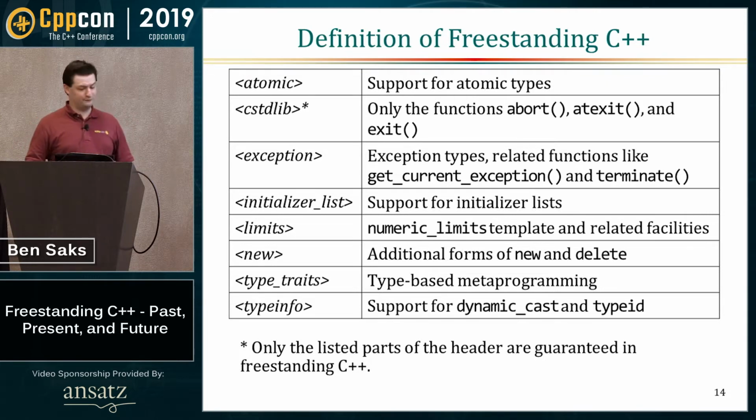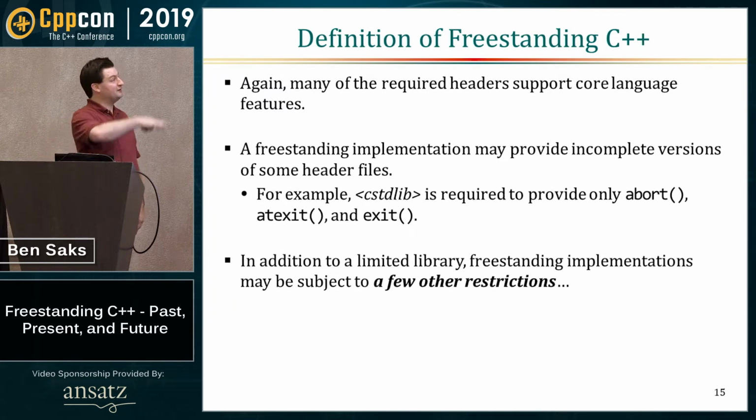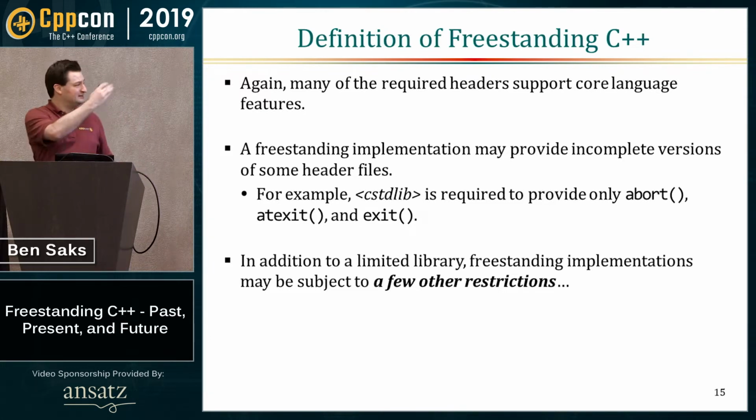We have the exception header, which defines common exception types, as well as some exception helper functions like get_current_exception and terminate. Initializer list for, well, initializer lists. Limits, which is the C++ version of the numeric limits. New, which defines a bunch of different forms of new and delete. The type traits header for doing type-based metaprogramming, and typeinfo for handling dynamic_cast and typeid for working with those constructs. So again, a lot of this exists to provide support for core language features. There isn't a lot in this set that isn't in some way designed to support the core language behaviors of C++.